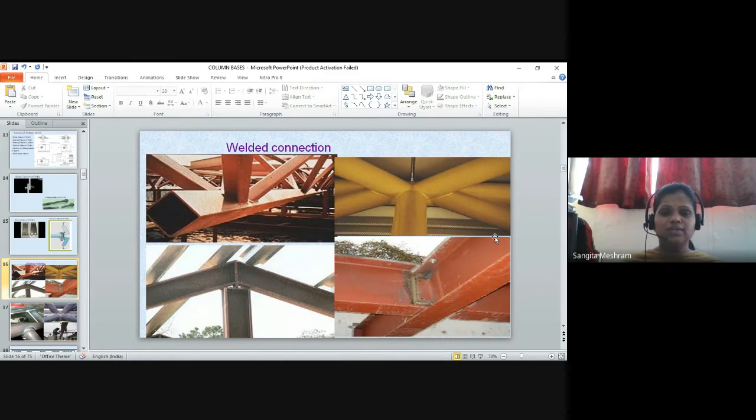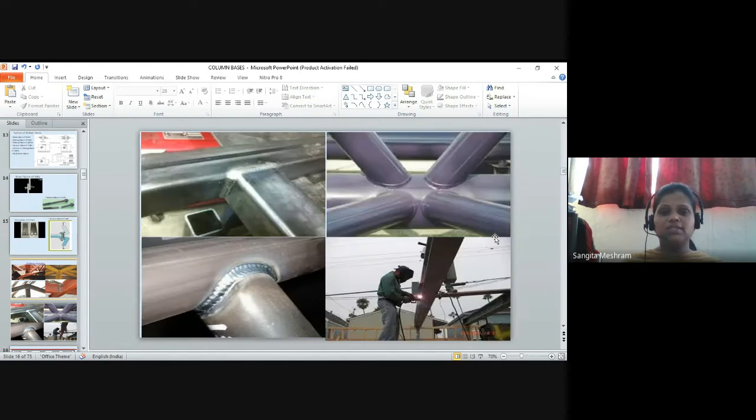Just see the figure. We are using the welding process to join the members. Different members, that means angle section, I section, rolled channel sections. All types of steel members, steel structures we can connect with the help of welding. Where it is not possible to connect the members with the help of bolts, we can use the welded connection. Or due to the aesthetic view or any point of view, we can use the welded connections to connect the different members. You can see in this figure.